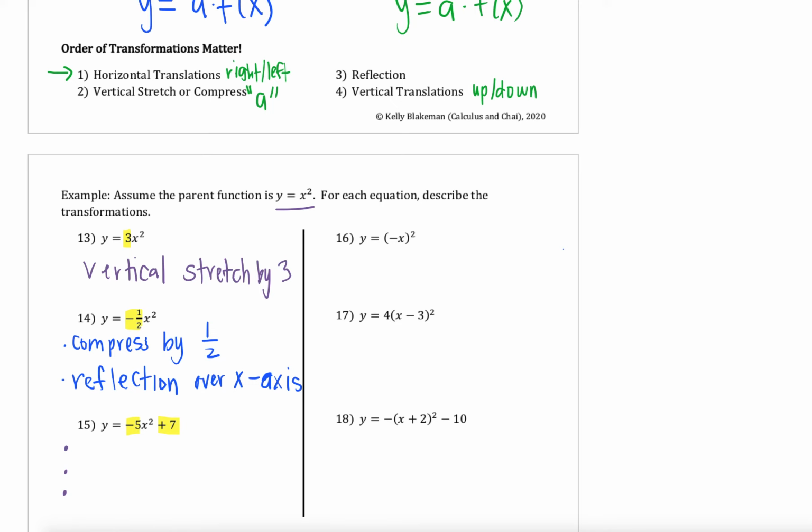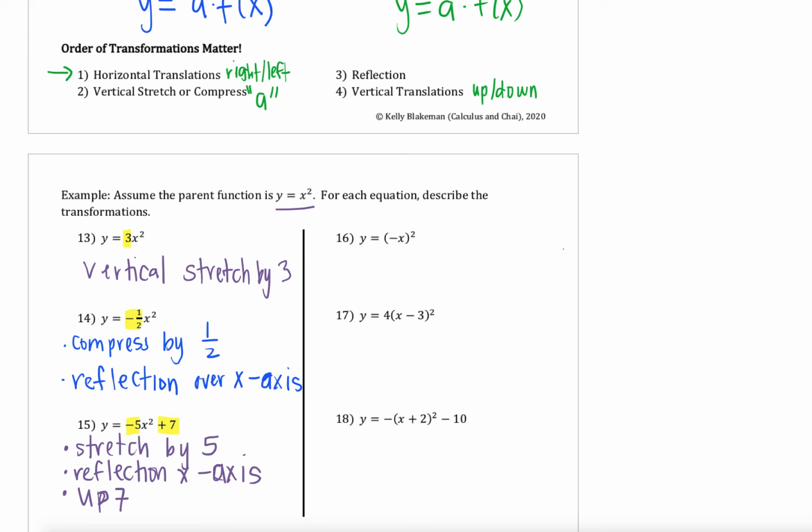So the first one would be any horizontal shifts. Now I have none of those since I just have x to the second, but I do have a vertical stretch or compress. Is that going to give me a vertical stretch or a vertical compress? In this case, we have a vertical stretch by 5, since 5 is bigger than 1. And the negative sign, remember, that's our reflection over the x-axis. So that's our second transformation. And then our last transformation is that plus 7 that is happening outside the function, and that is telling me that we are going up 7, and that is our vertical translation.